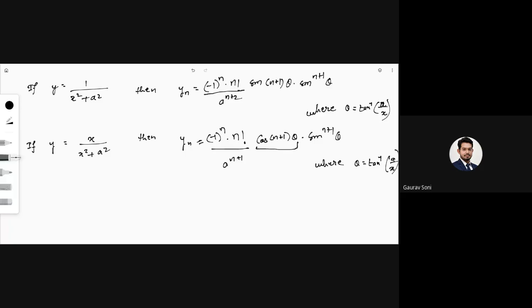Fine. If y is equal to tan inverse x by a, who can tell me? Can someone do it? It's very easy.